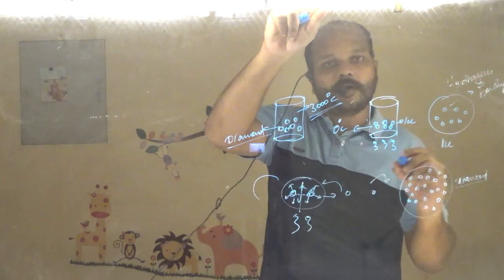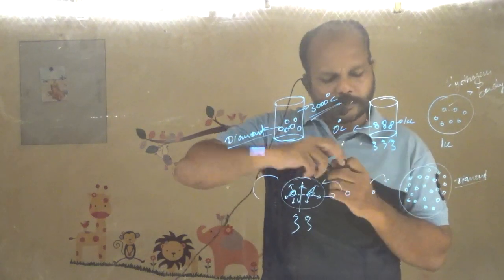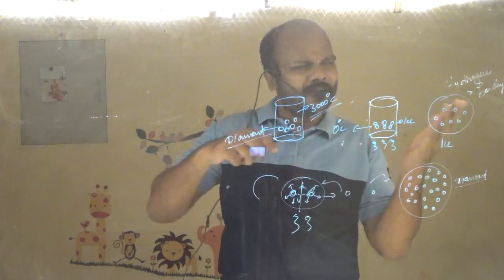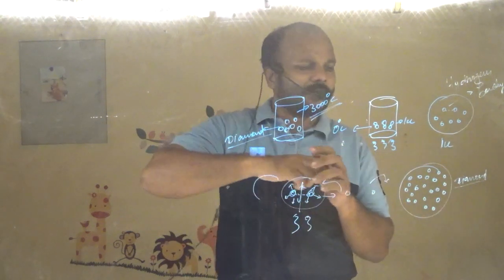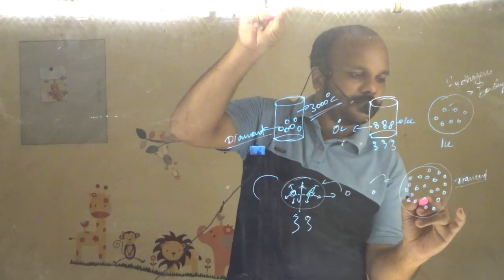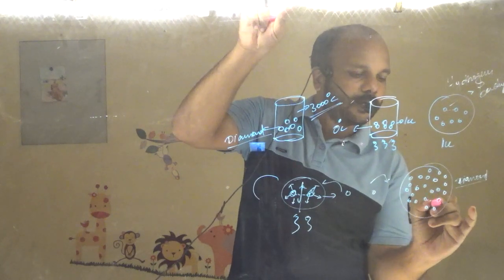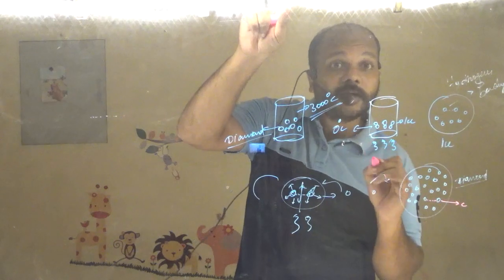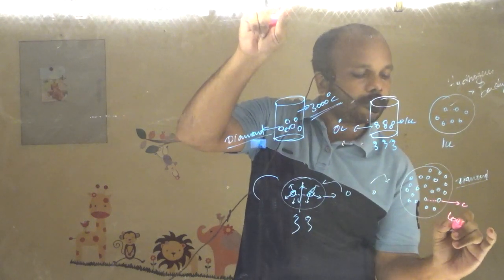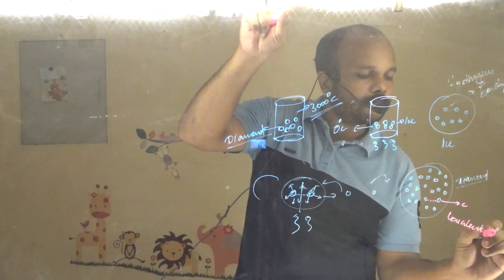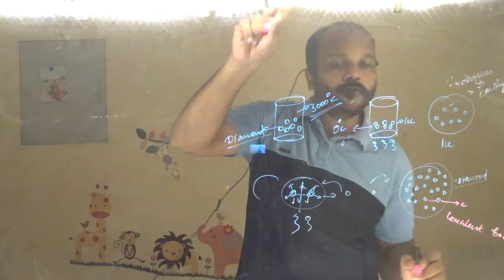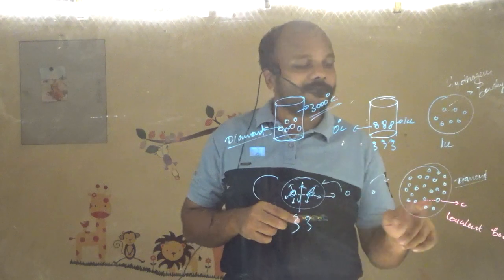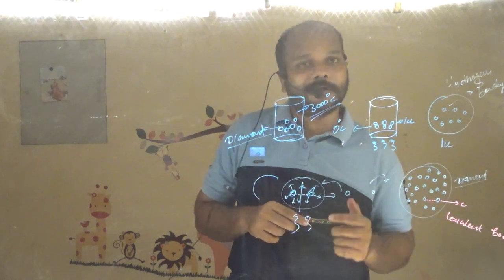Or sometimes van der Waals forces, right? Mostly hydrogen bonding. On the other hand, hydrogen bonding is actually a very weak force of attraction. Between diamond particles, the particles are nothing but carbon atoms held together by covalent bonds. So with mere heating, you cannot break the force of attraction between the carbon atoms in a diamond.